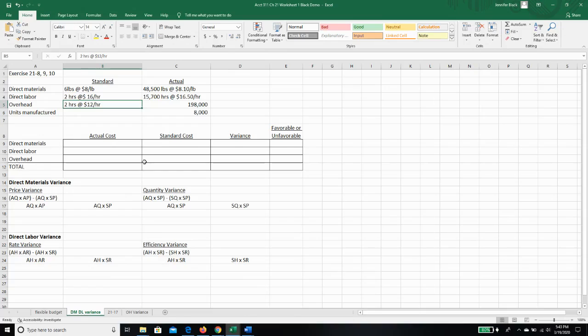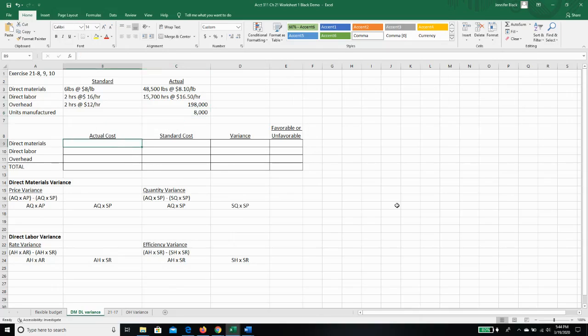Now let's look at our actuals. We actually used 48,500 pounds of materials, and we paid $8.10 a pound on average. We actually used 15,700 hours, and we paid $16.50 an hour. Maybe there was a holiday in there, and we had to have people work on Sunday. For some reason, we paid more than we thought. And our actual overhead was $198,000. Our actual units manufactured was 8,000, and that's going to be important when looking at our standard.